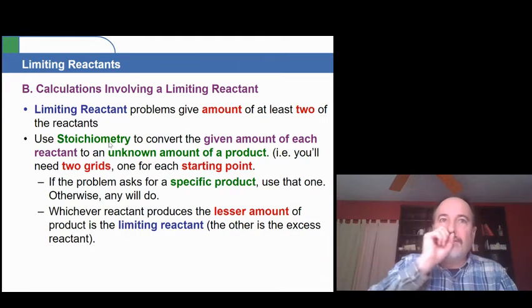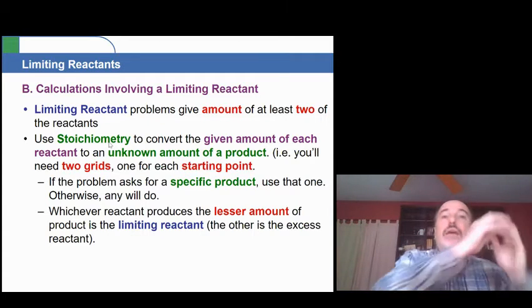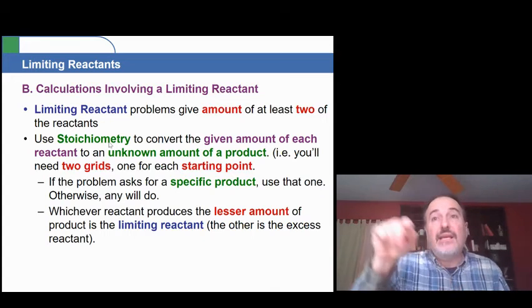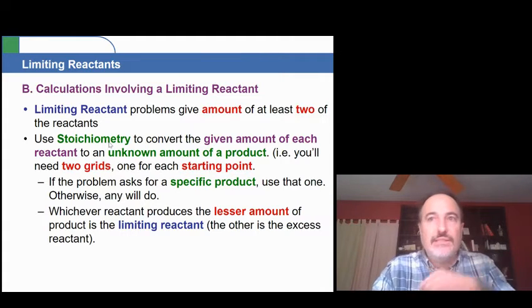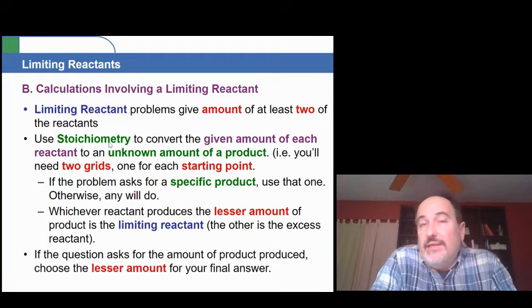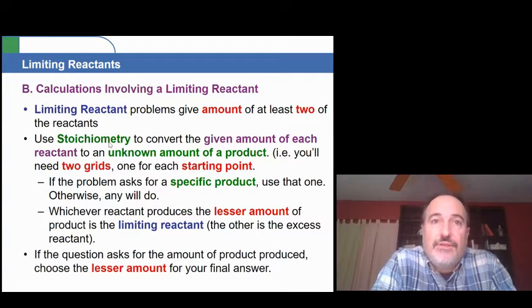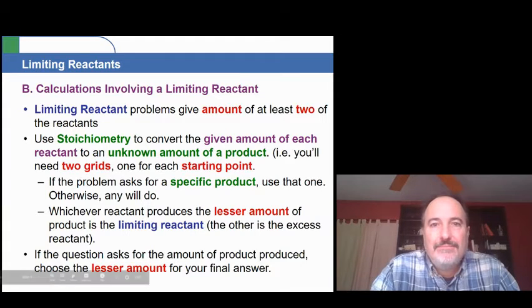The lesser amount of the product is how much is actually produced. Then you go back, and the reactant that produces that lesser amount is the limiting reactant, whereas the other one is the excess reactant. And if the question asks for the amount of product produced, you choose the lesser amount as your final answer. So I'm going to show you a sample problem on how to do that right now.